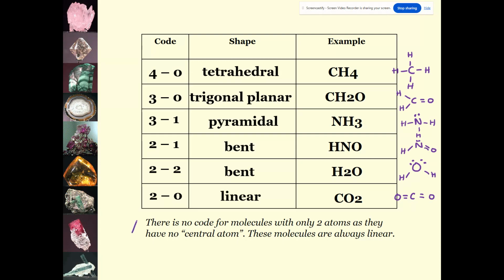Now, here's that statement for molecules with only 2 atoms. There is no code for them, okay? So if I have HCl and I'm asked what the code is, you're going to say there's no code. However, the shape is linear, always, okay? Whenever there's 2 atoms, there's no code because there's no central atom. But the shape is always linear for them.